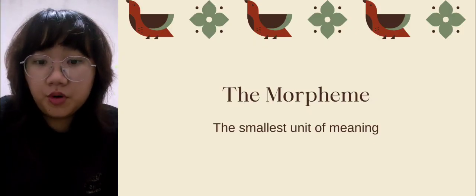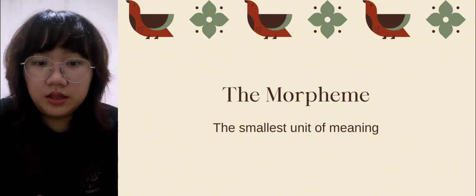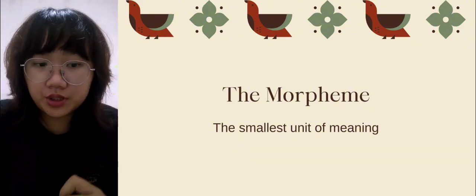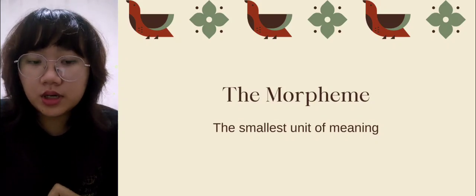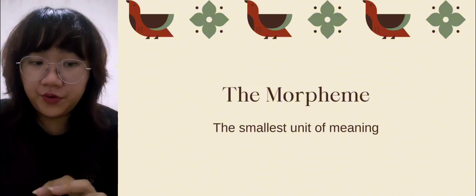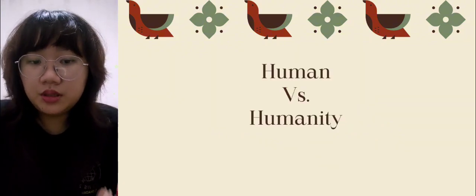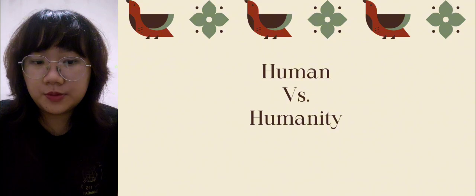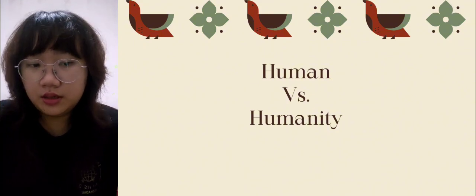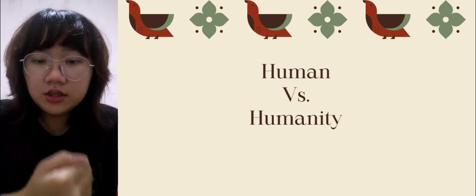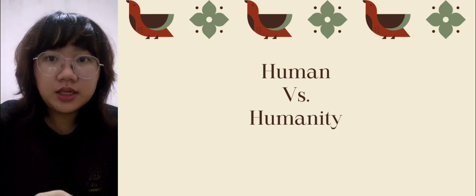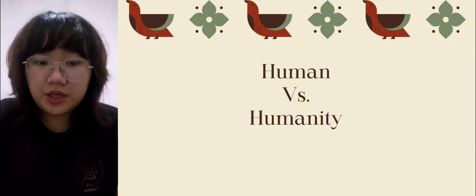Moving on to the morpheme. Morpheme is a way how a word is constructed, and morpheme is the smallest unit of meaning. All words are composed of one or more morphemes. For example, human is a person, a mortal. But when we add the suffix ity to form an abstract noun expressing state, condition, or quality, that is the use of suffix ity, it creates humanity. That means the quality or state of being human.